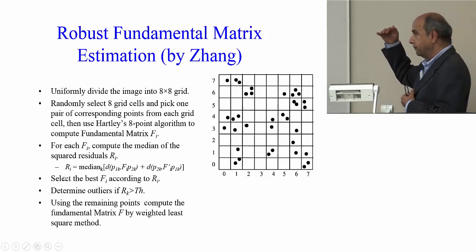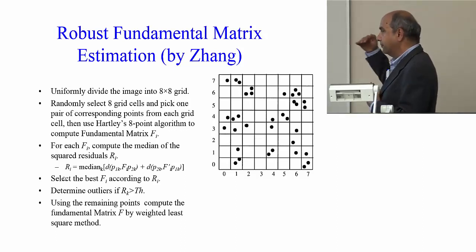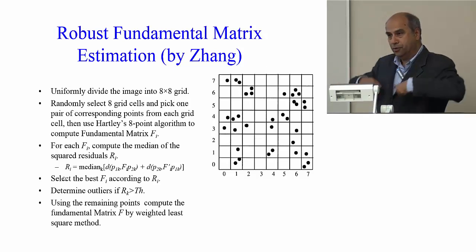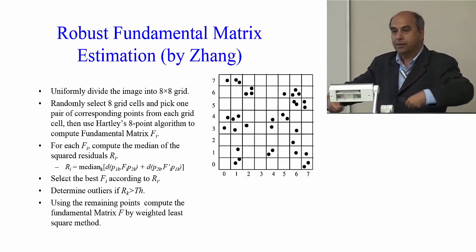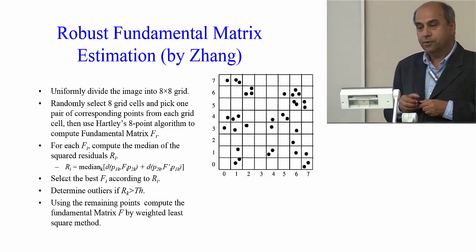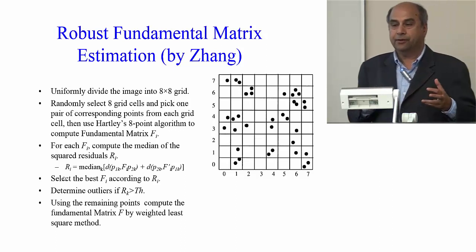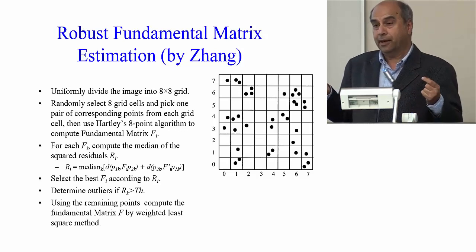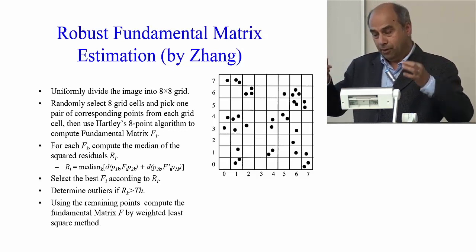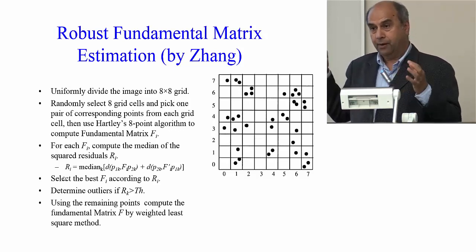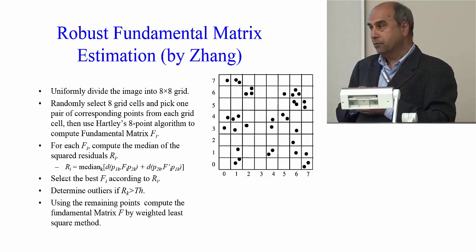So you have lots of error for a particular fundamental matrix, you select that which has the least error. So using that, you remove the outliers, which have a larger error, and then the remaining points you can use to do another fit to find the final fundamental matrix. And there you can use the weighted least squares fit, you can assign the weight inversely proportional to the error which you found. Those are the steps.